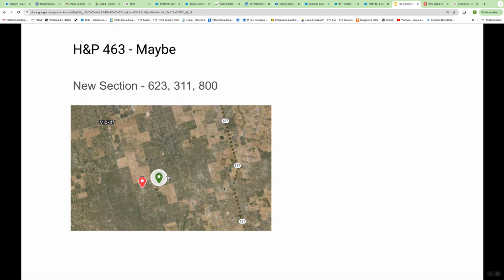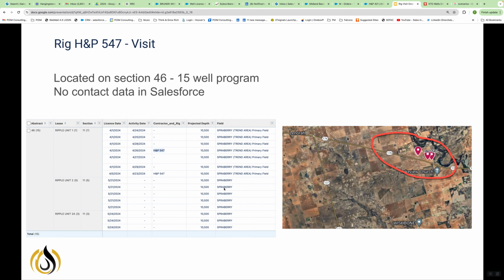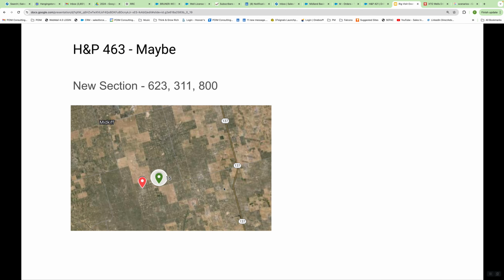And then there is some stuff, but it's pretty far south. So I think in one week you could fill up most of your stuff, just kind of focusing on this area. And then the other rig, I think that's the only one, HP 463. It's a little further down.